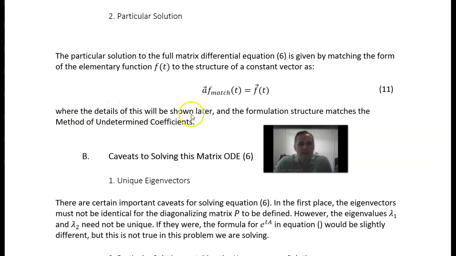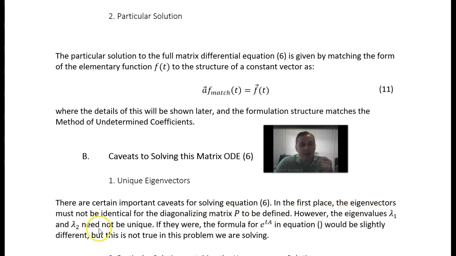Where the details of this will be shown later, and the formulation structure matches the method of undetermined coefficients. Now, I want to mention there's a couple important caveats to solving this matrix ordinary differential equation. The first of all is unique eigenvectors. So one important caveat is that the eigenvectors must not be identical for that diagonalizing matrix P to be defined.